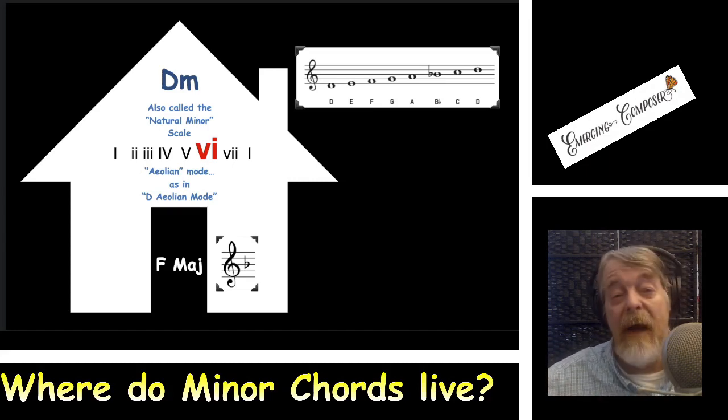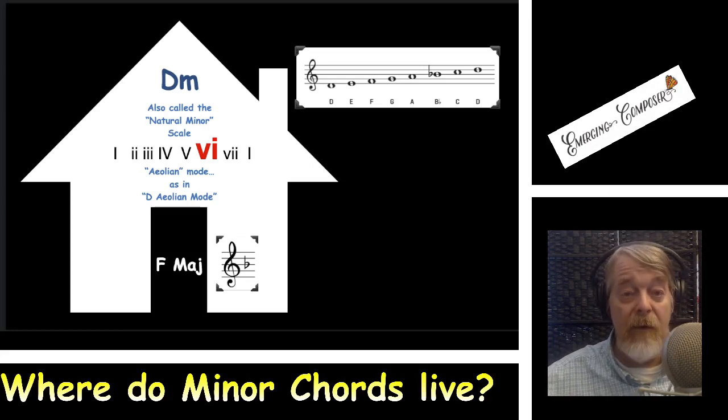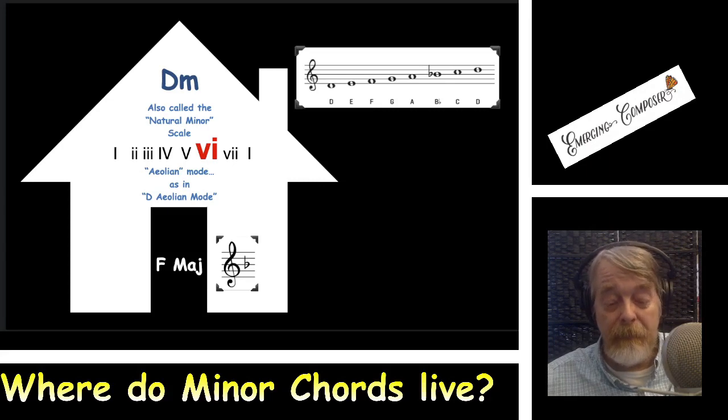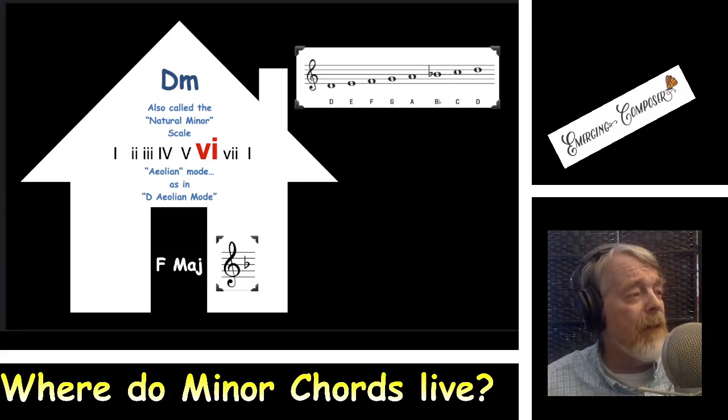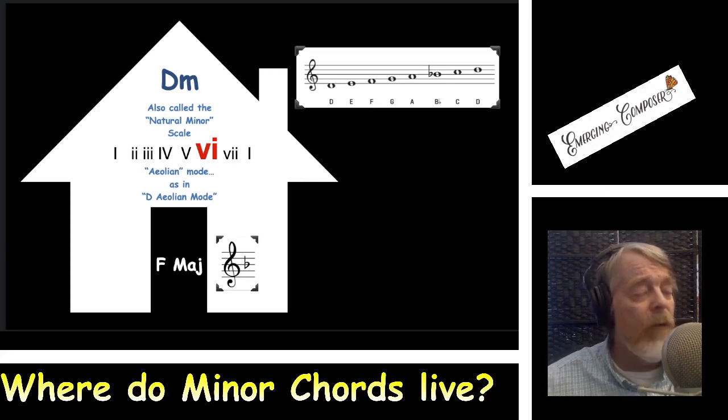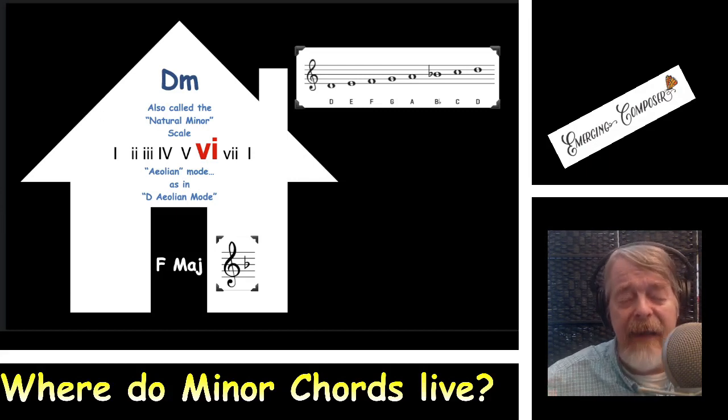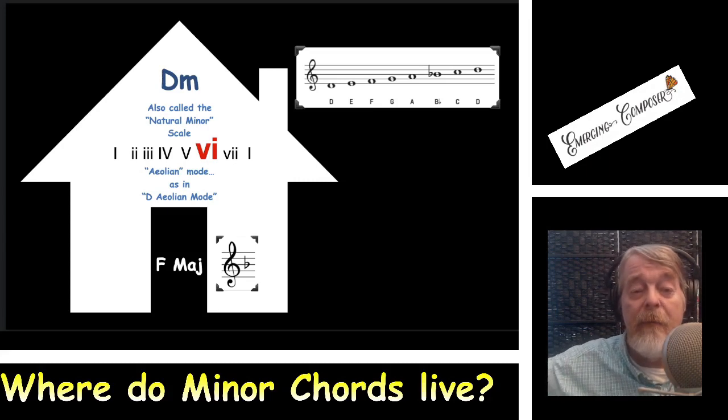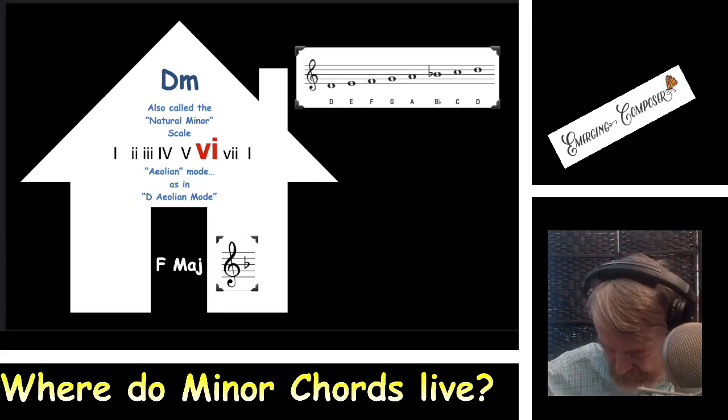I'm using D minor as my minor chord for kicks, grins, and giggles. And we're going to see where this D minor chord lives. Now, I'm starting with the D minor chord when it's functioning as the 6th chord in the key of F major. The scale that is based on going from D to D in the key of F sounds like this.